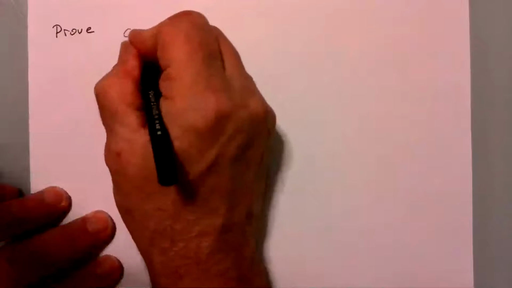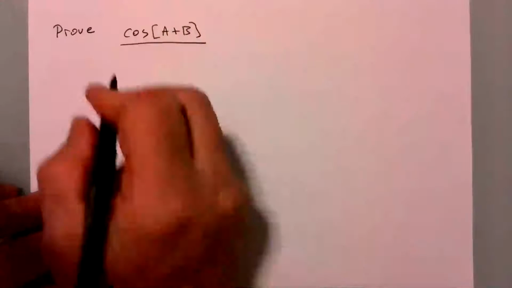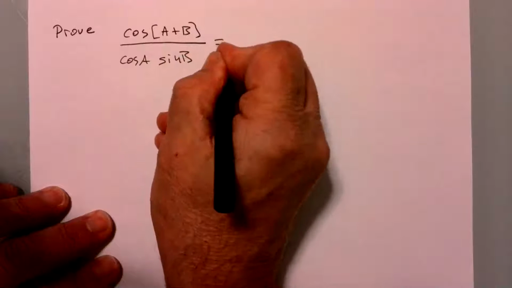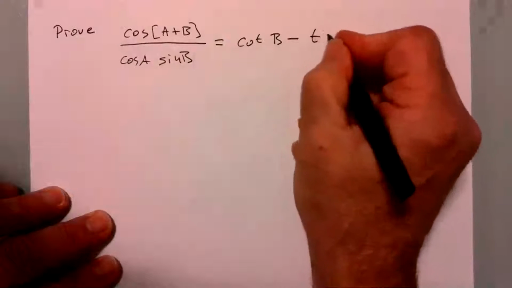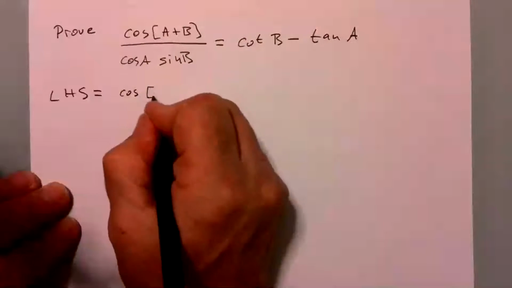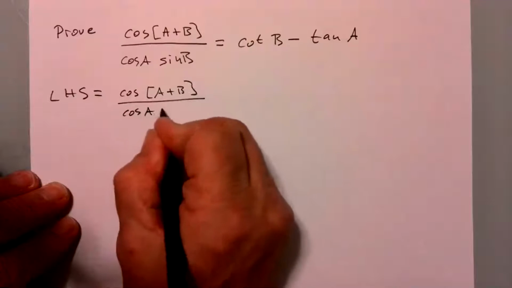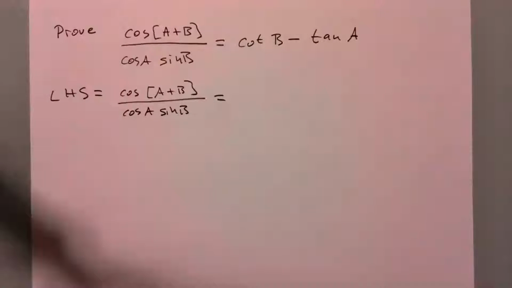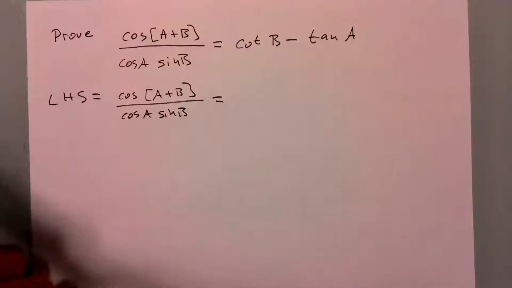cos A plus B over cos A sine B equals cotangent B minus tangent A. So think about what your next move is going to be. We're going to make a substitution, and I hope it's obvious that what we're going to substitute is for cos A plus B. So what do we know from before?